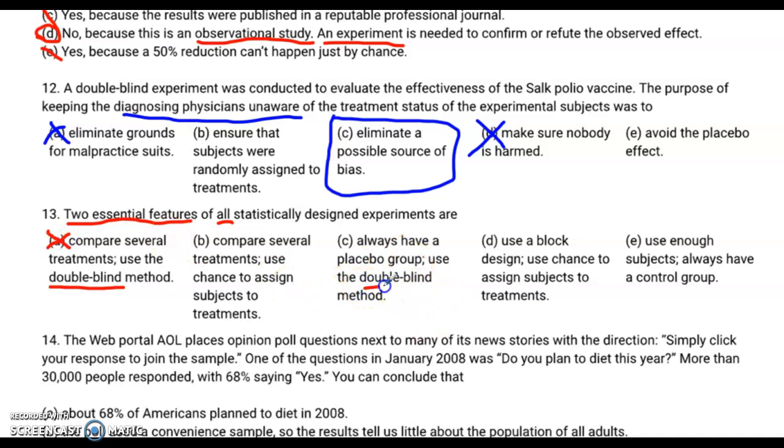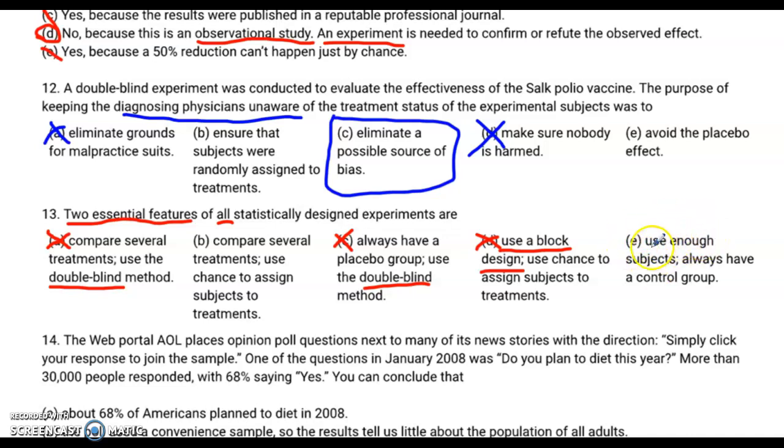We also have a double blinding over here, so we can cross that one off. It makes it a little bit easier for us to pick out stuff that we can cross off right away. In answer D, it says you have to use a block design every time, which is not true. You can have a completely randomized design. That is not a problem. Completely randomized is just as valid as block designs in statistical experiments.